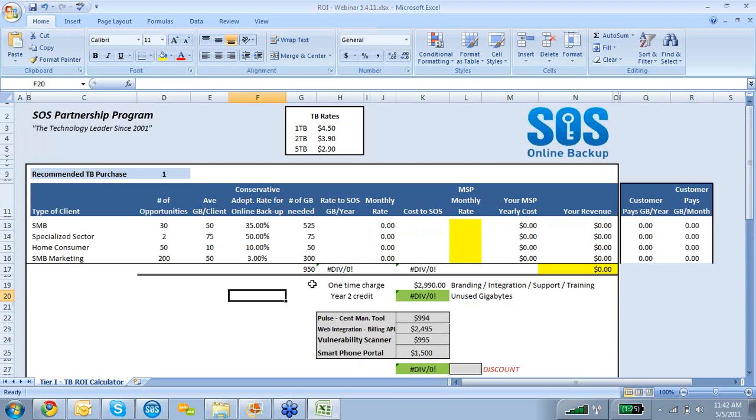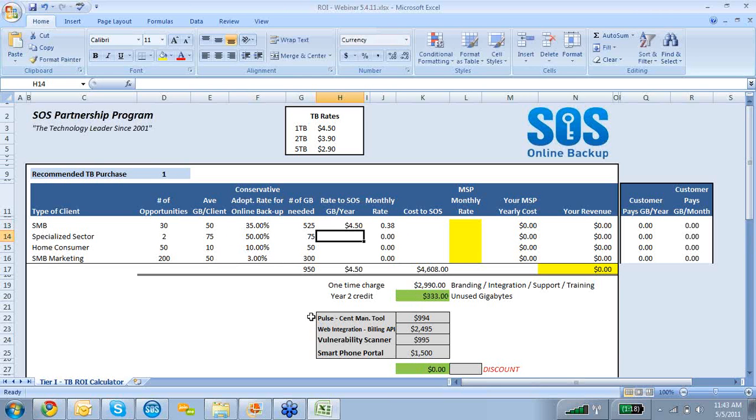Now, this is just a preliminary conversation, and I'm going to model it around a 1 terabyte pre-purchase of space, based on the pre-purchase of 1 terabyte, because that's what you need. You're consuming 950 gig based on this analysis. Your gig rate is going to be, as you see up here, it's going to start at $4.50, okay?